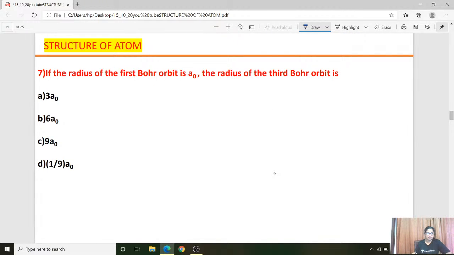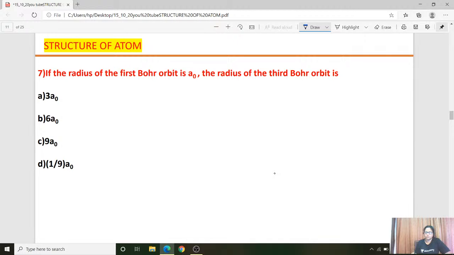Now look at the question. If the radius of the first orbit is A0, the radius of the third orbit is 3A0, 6A0, 9A0 or 1 by 9 A0? If the radius of the first orbit is A0, the radius of the third Bohr orbit is. So you can tell me the answer. Students, you can give the answer. Some of you are giving the right answer. Very good. So what will be the answer?